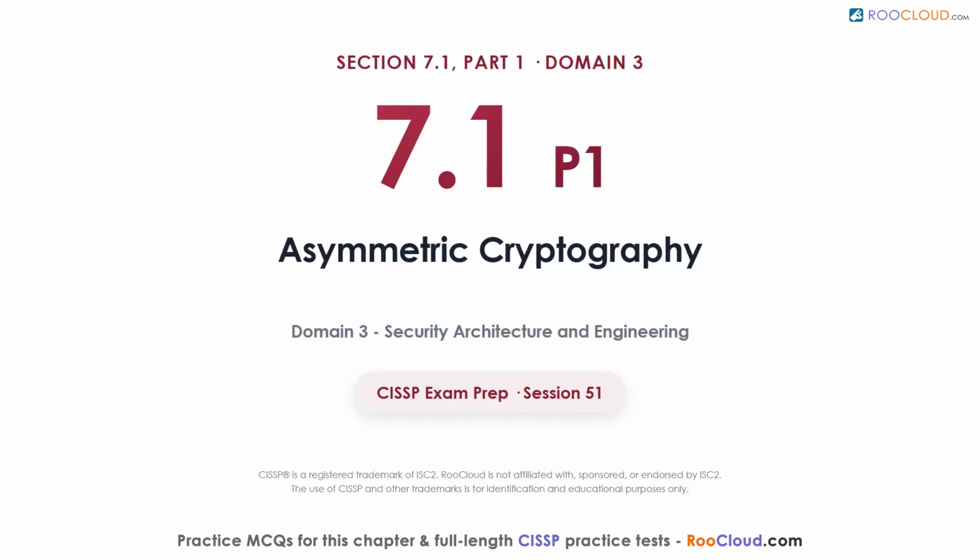Welcome to Section 7.1, Part 1. This is the 51st session of the CISSP exam prep series. This part opens the world of public key cryptography and the math that makes it work.